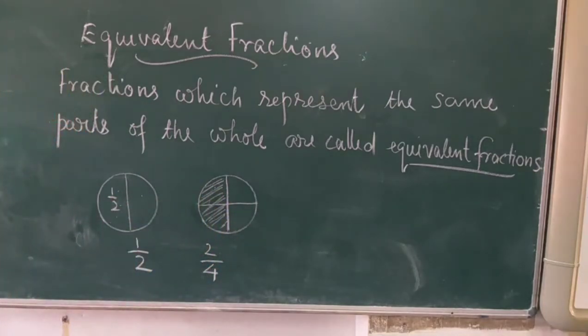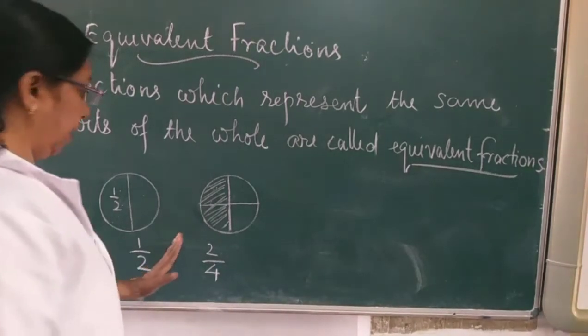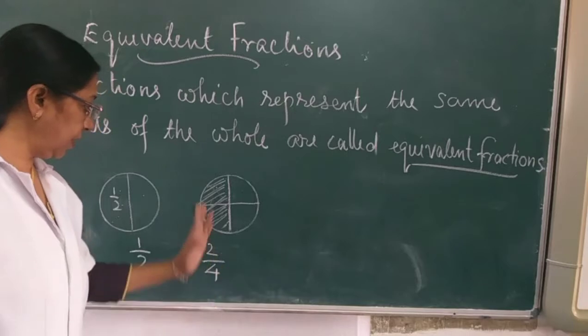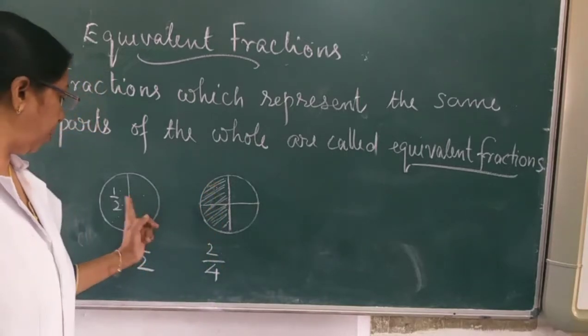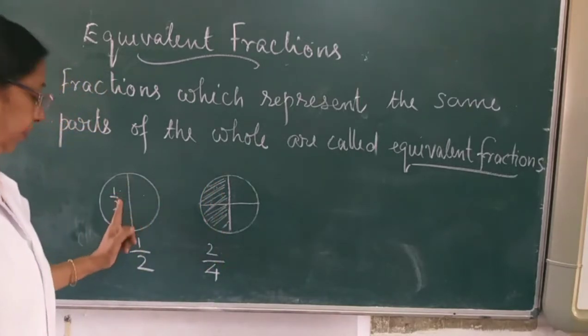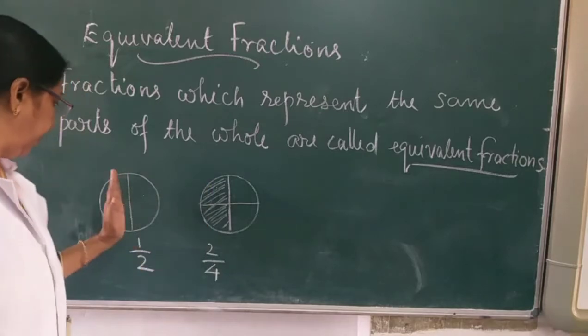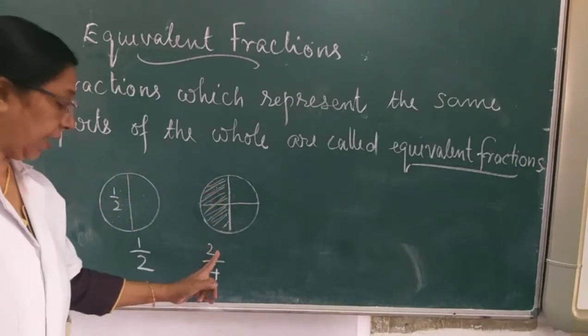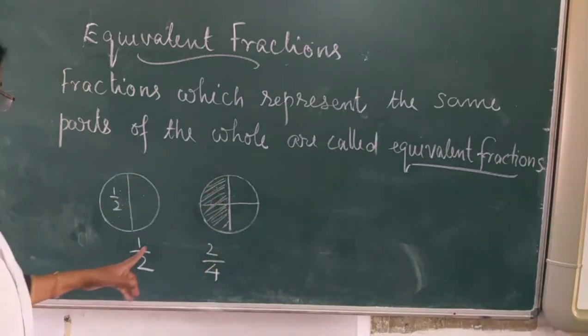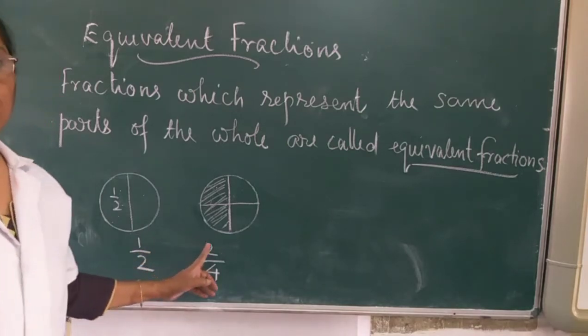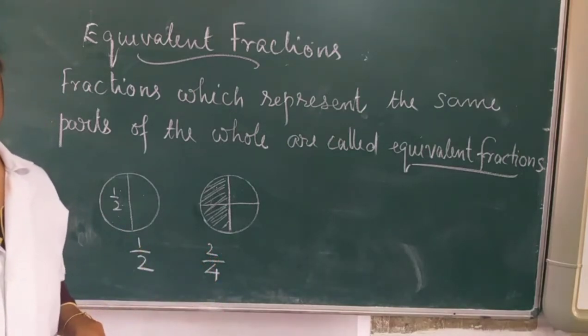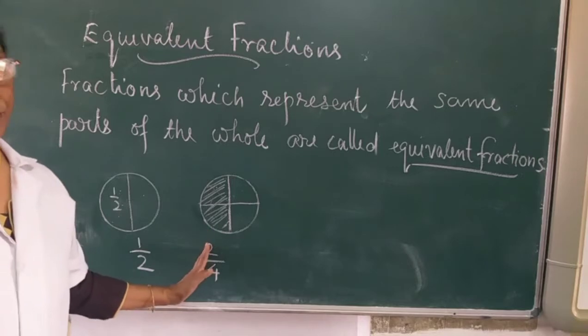Okay, children. This 2 by 4 represents the same part of this whole. These two represent the half, but one fraction is 2 by 4. So we can say 1 by 2 and 2 by 4 are equivalent fractions.